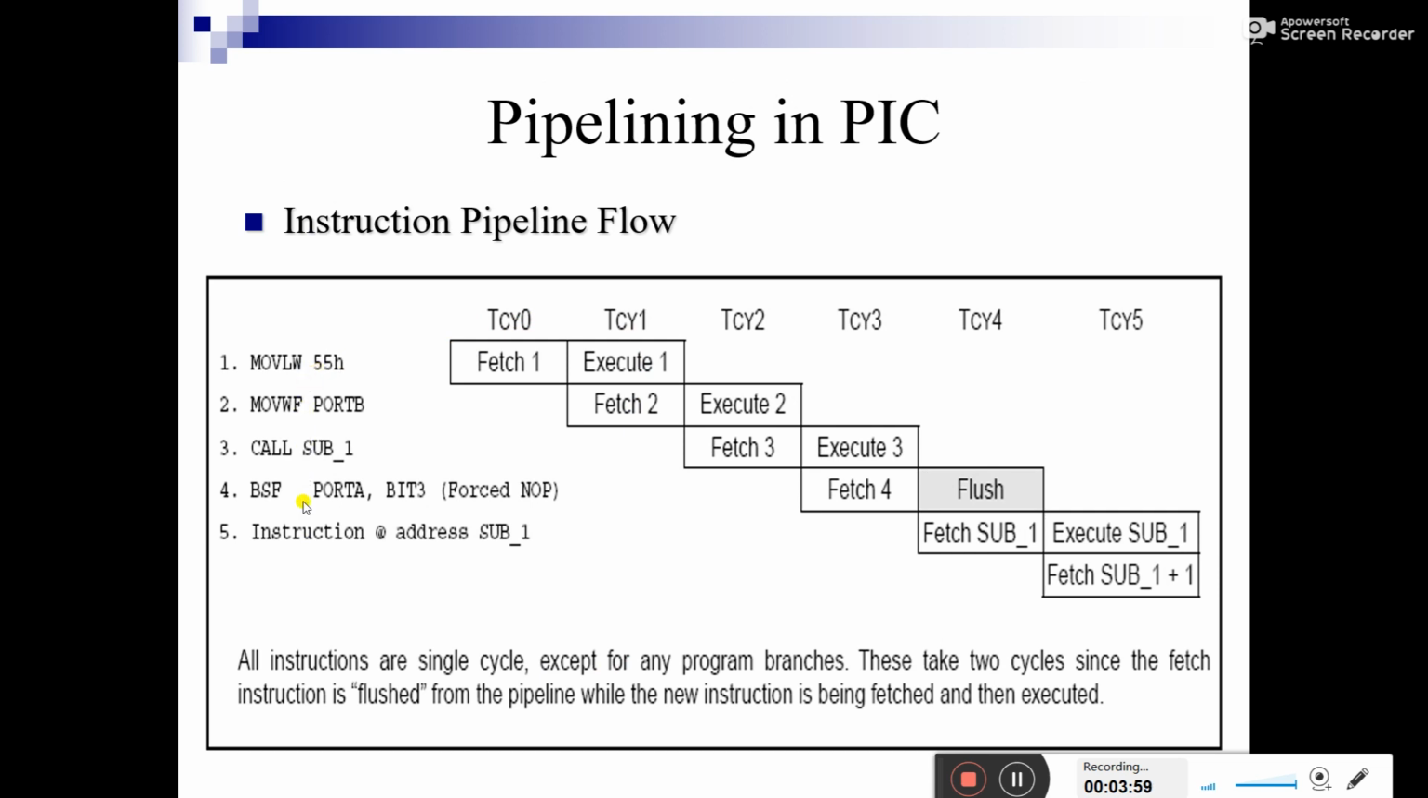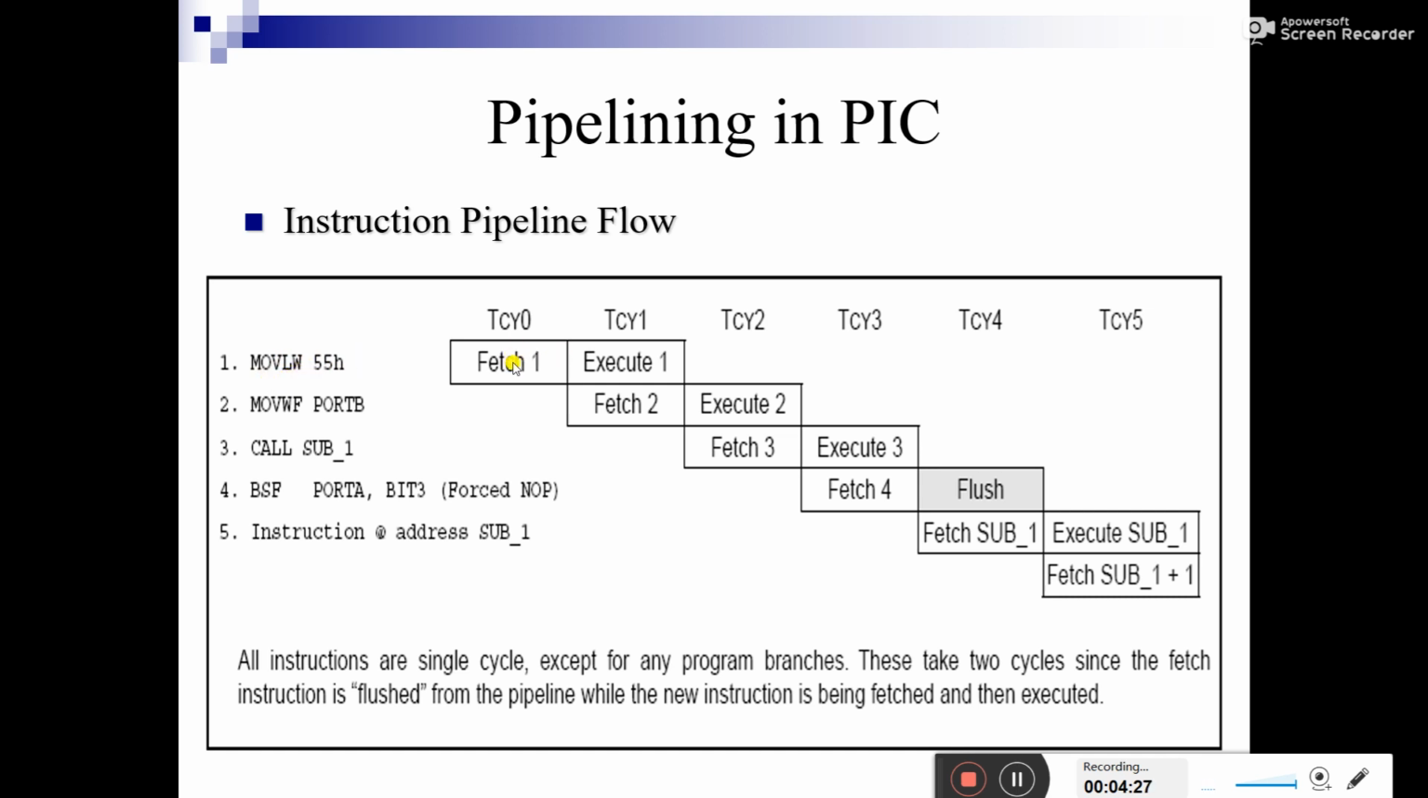This is an example of code, micro code, or you can say assembly language coding. Here: MOVLW 55H. MOVLW means move to the lower word, and here is the data that needs to be put in the W register.